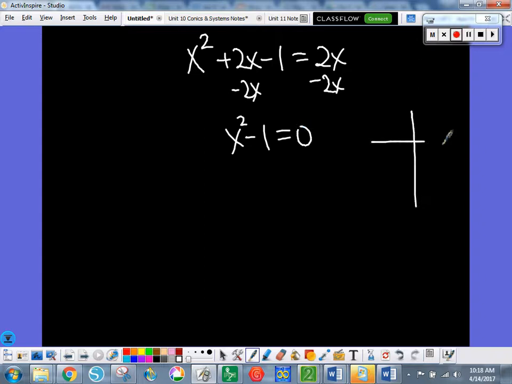And then how do I set up the game board for this one? It has to multiply to -1 and add to 0. And it's adding to 0 because the middle term is gone, right? So what two numbers would multiply to a -1 and add to 0? And then you would finish, right? Okay, cool.